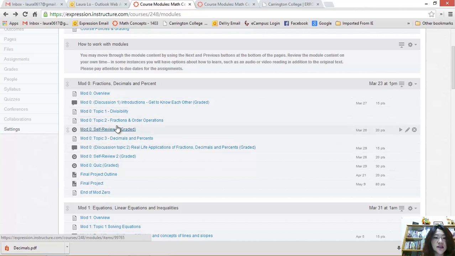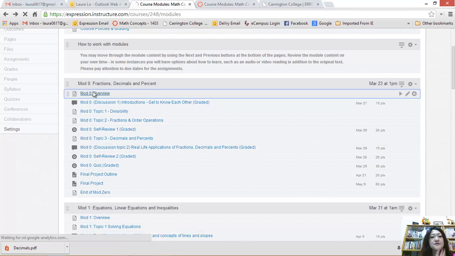And besides the self-review and discussion, every module also has a quiz. The last assignment is your quiz to evaluate your learning outcome for this module. In Module 0 you can also see the final project outline and final project page. Later I will talk about the requirements for the final project. So let's go to the overview for Module 0.